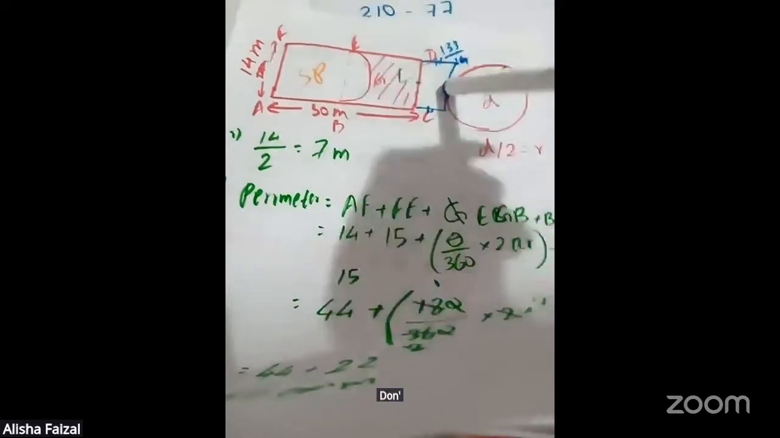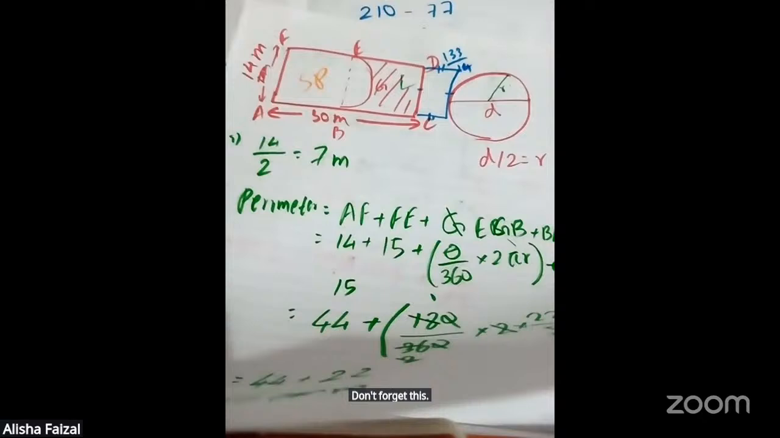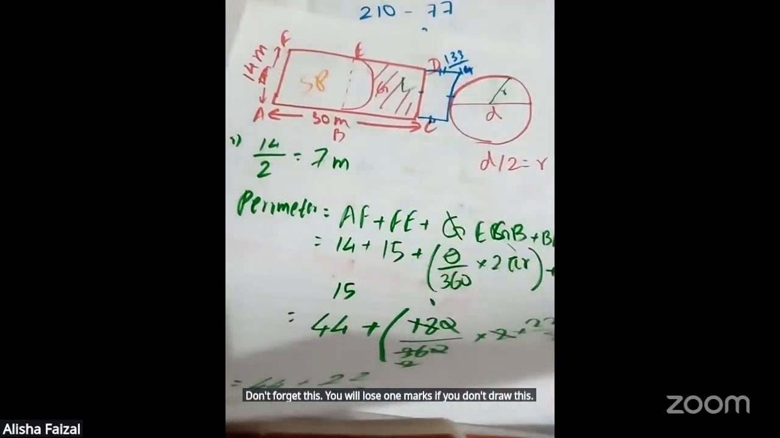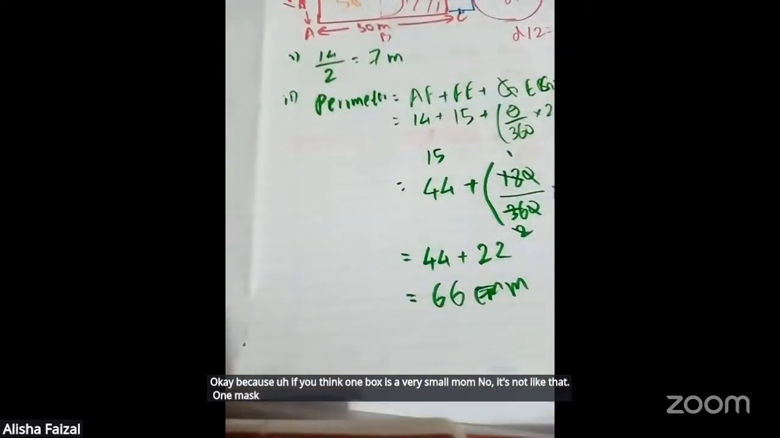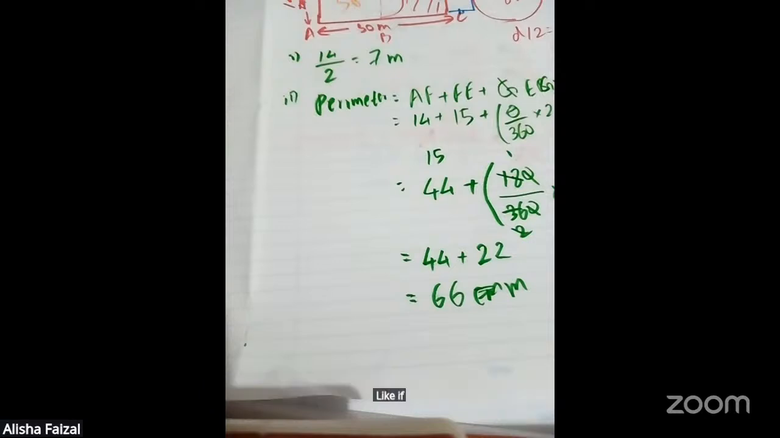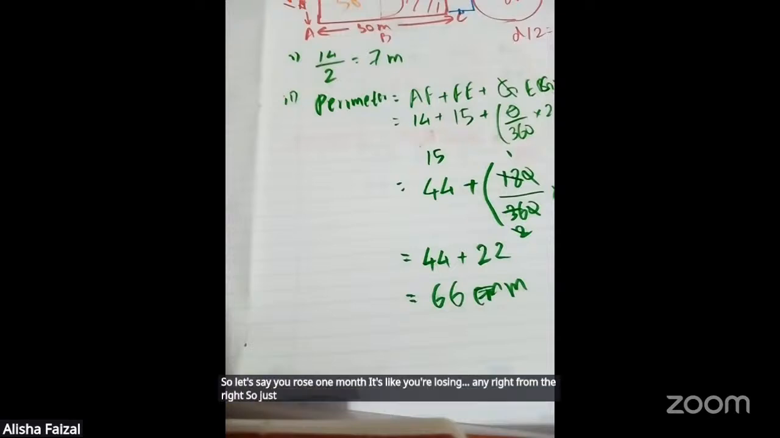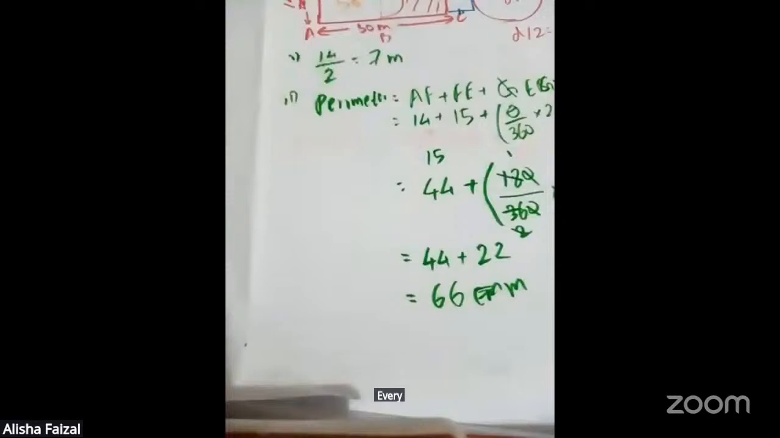Don't forget this. You will lose 1 mark if you don't draw this. If you think 1 mark is a very small mark, it's not like that. 1 mark is also worth it. If you get 74 marks, you get a B. If you get 75 marks, you get an A. So if you lose 1 mark, it's like you're losing an A, from B. So just be careful. Every mark is worth it in the exam.